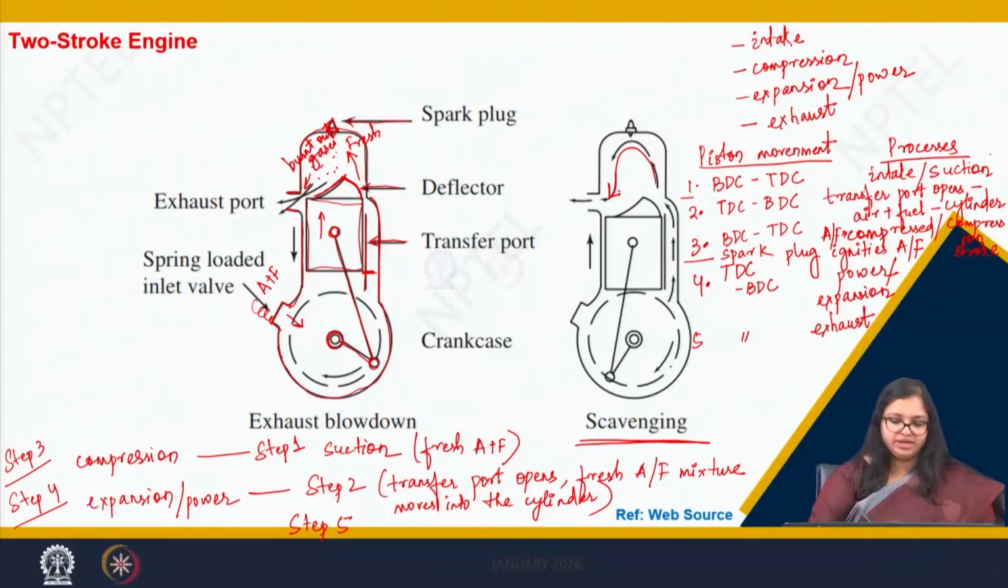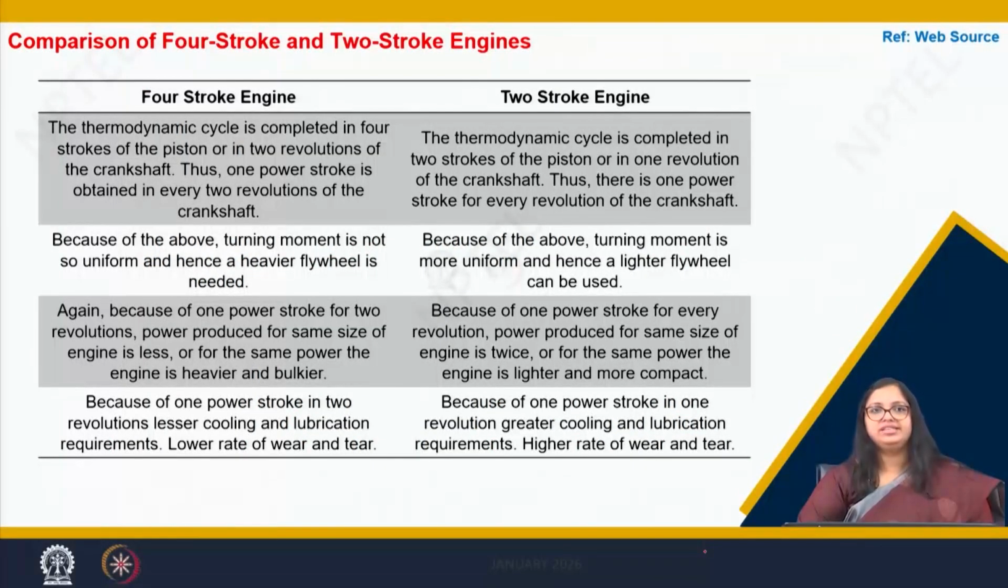I hope you all have understood how in 2 revolutions of the crankshaft we are getting 1 power stroke. That is, for the same capacity of a cylinder we are getting double the power as we would have got in a 4-stroke engine. So this ends the 2-stroke engine. Now let us see the comparison between a 4-stroke engine and a 2-stroke engine.